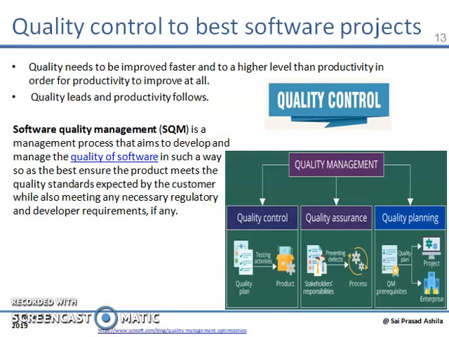Software quality management is one of the sectors which aims to develop and manage the quality of software, so that it assures the product to be the best and meets the quality standards expected by the customer, while also meeting any necessary regulatory and developer requirements if there are any.